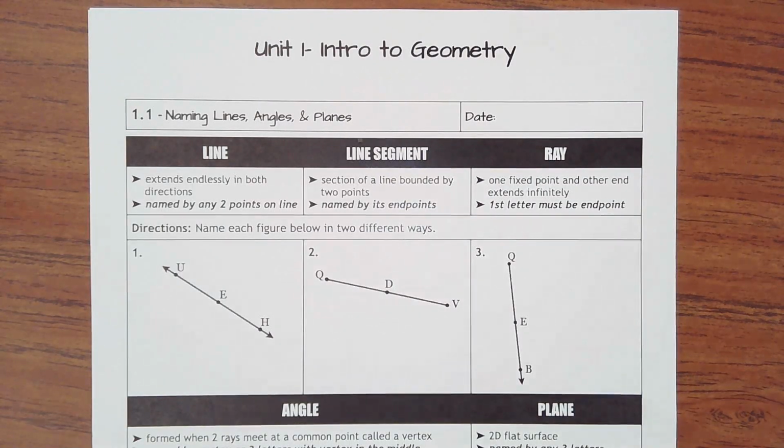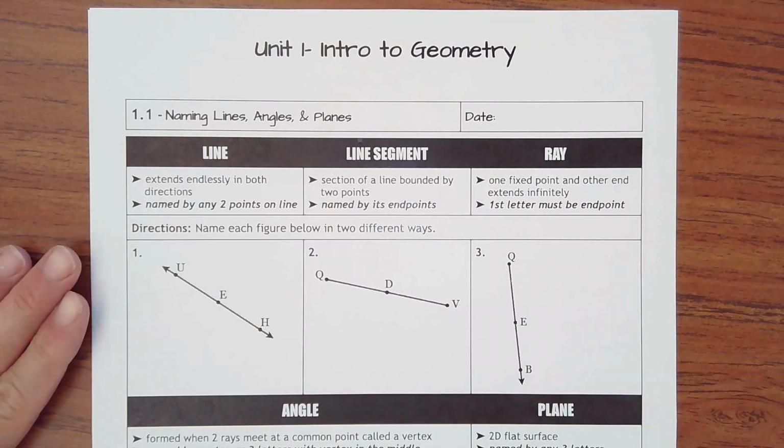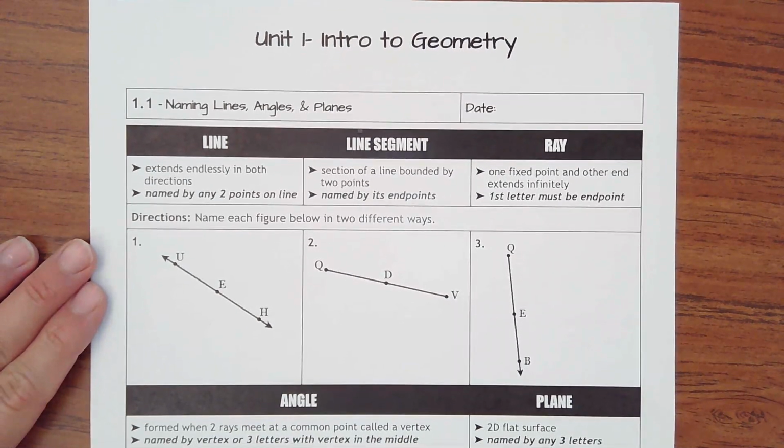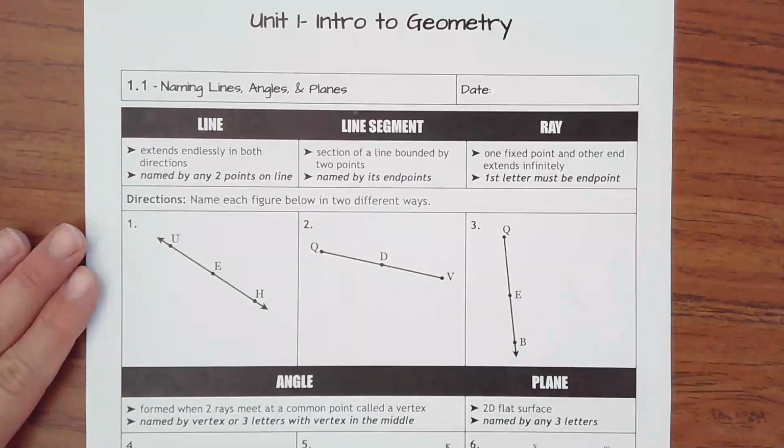Unit 1 is going to start off being just an intro to geometry. So this is going to be naming things, how things look, because now we're moving into more shapes. We're going to see angles, 3D objects. And lesson 1.1 is simply naming lines, angles, and planes.